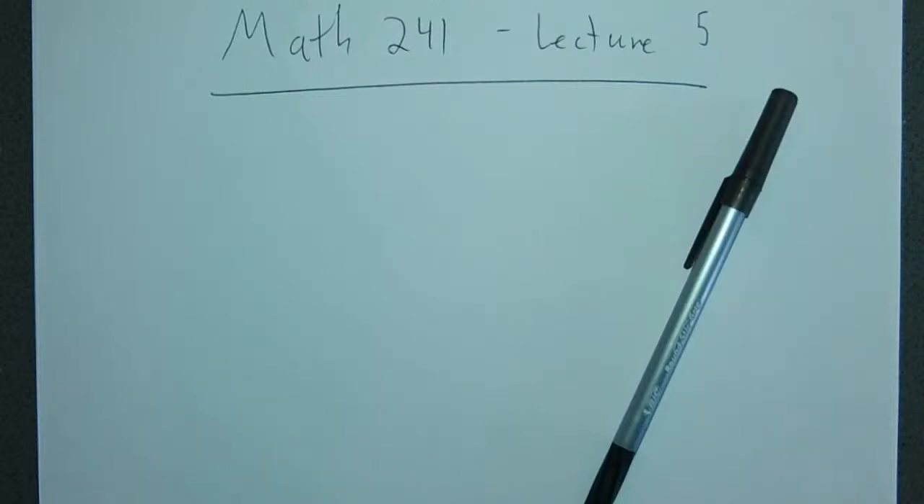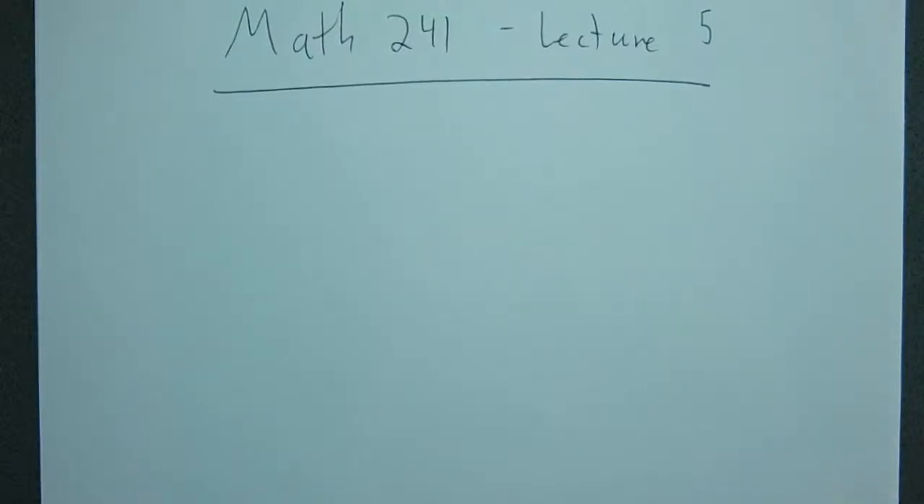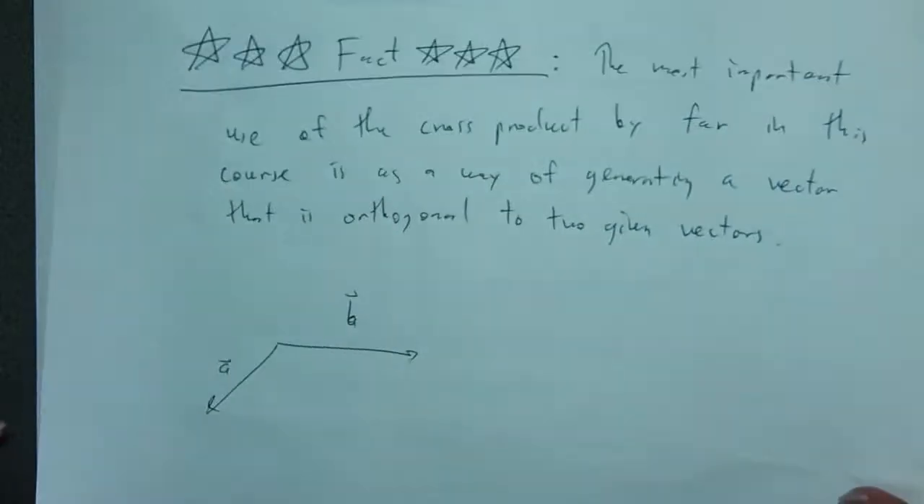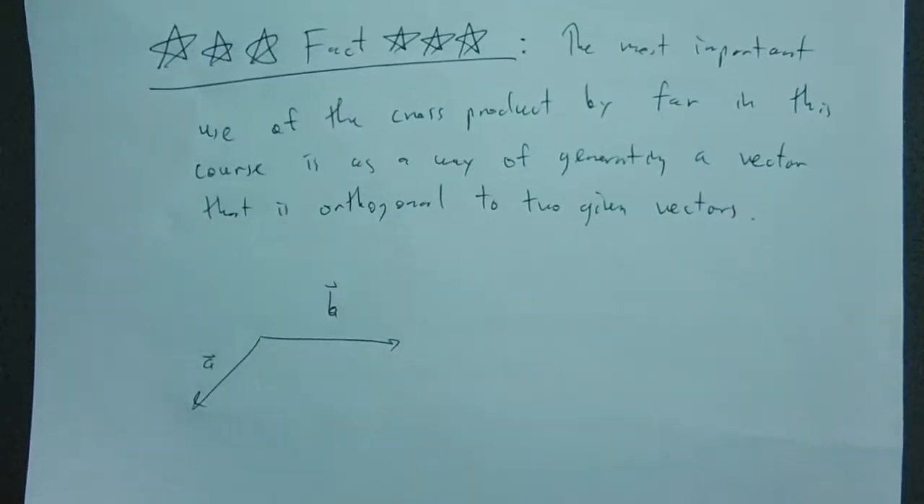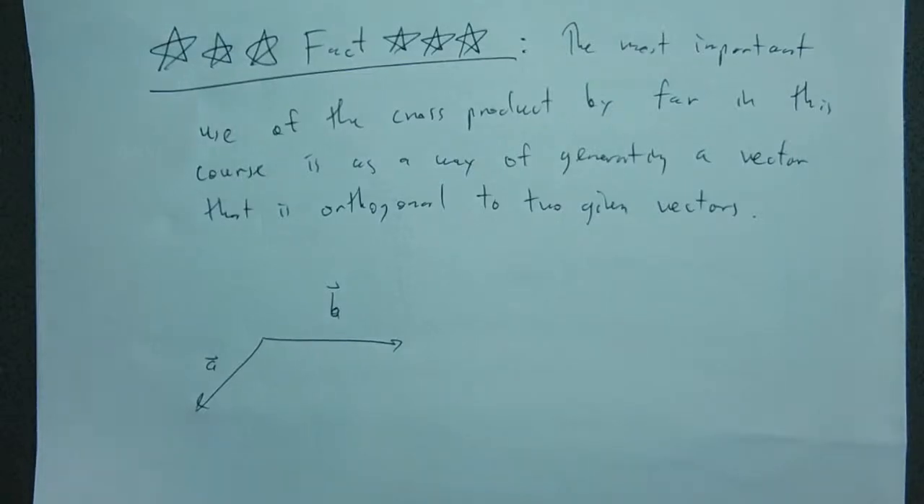Okay, so anyway. Last time we defined the cross product and did, I think, two examples of computing with it. I ended with the fact that the most important use of the cross product by far in this course is as a way of generating a vector that is orthogonal to two given vectors.